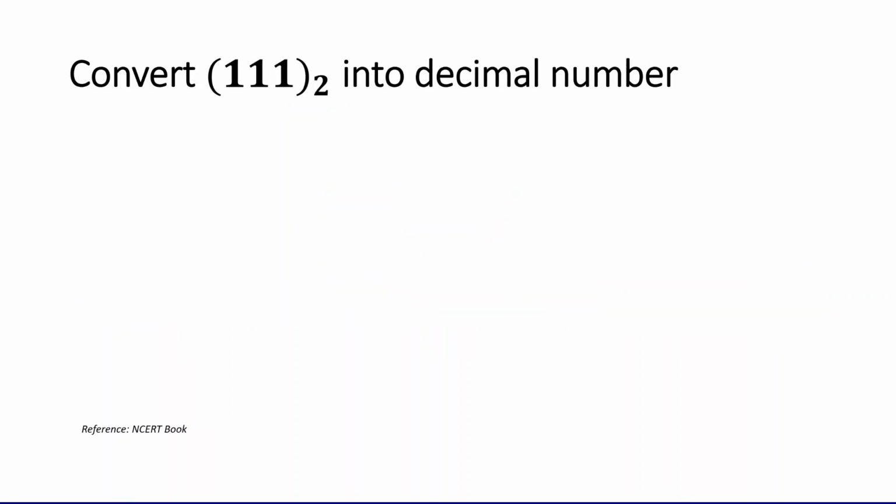So let us apply the similar principle and try to find out the value for a given number. Take the binary number 111. Now you can write down the digits, 1 1 1. Then you write the positions, which are 0, 1, 2. Now the position value: you have to raise 2 to the power of 0, 2 to the power of 1, 2 to the power of 2.